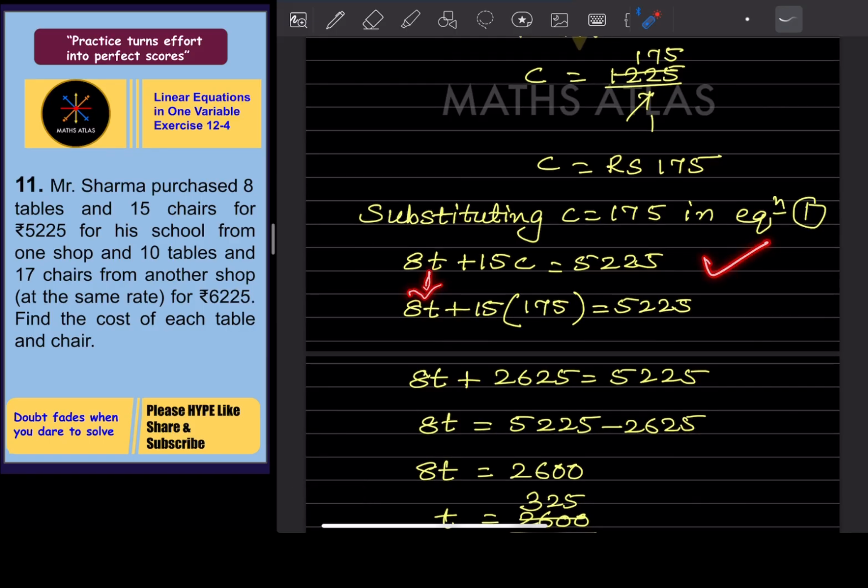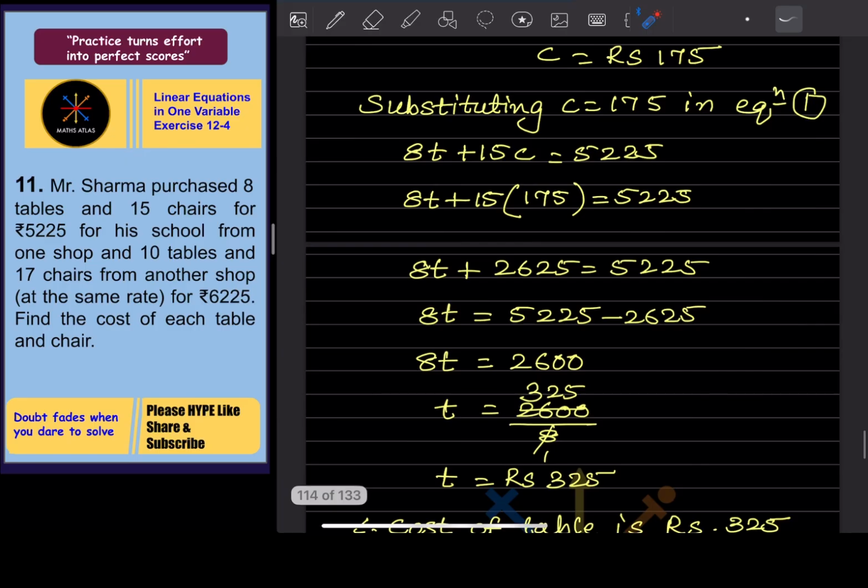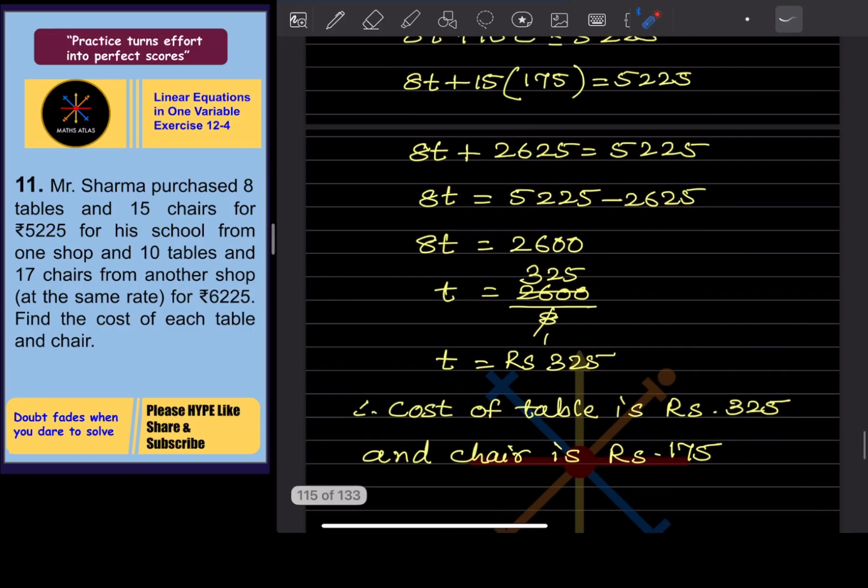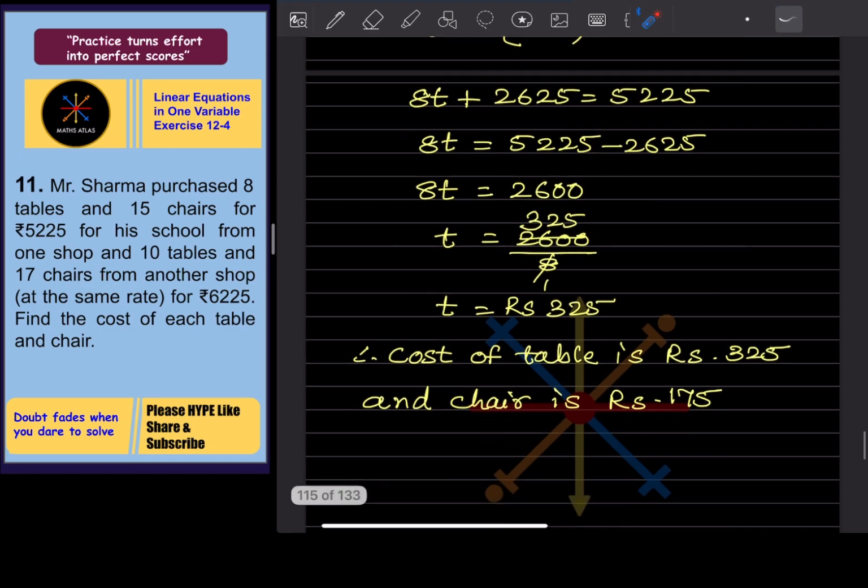So this is the same. In place of C, we'll put 175. So 8T plus this one 2625, that is 5225. So 8T will be 5225 minus 2625. So 8T will be 2600. So T is going to be 2600 by 8. So T is rupees 325. So cost of table is rupees 325 and chair is rupees 175.